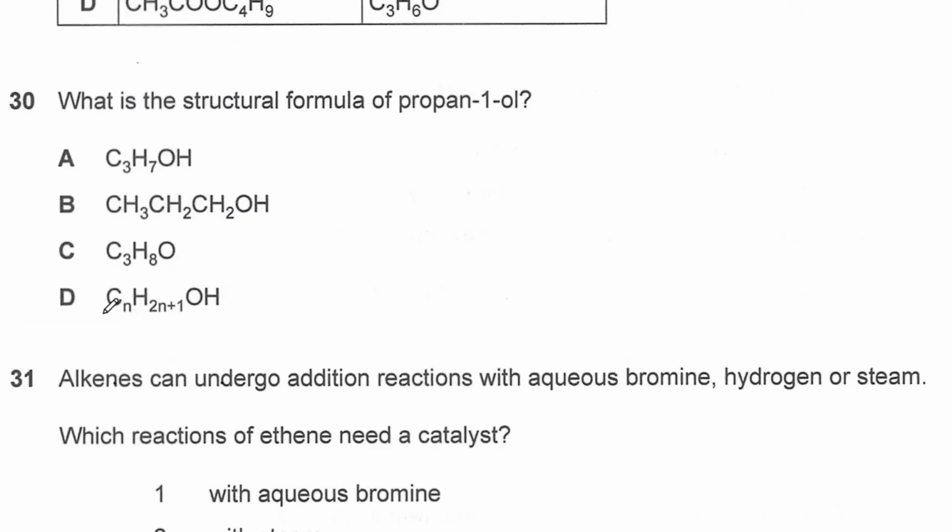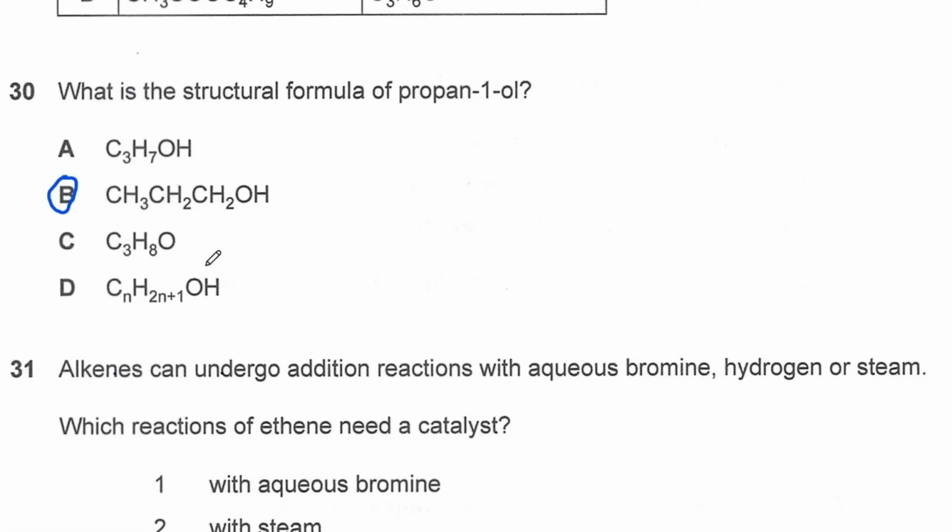Next question, question 30. What is the structural formula of propan-1-ol? A, C3H7OH. This is wrong because even though it is a propanol, it doesn't tell us the position at which the OH is, whether it's on carbon number 1, 2, or 3. So it is wrong. Then B is a propanol and the OH is on carbon number 1. So that is correct. The answer is B.